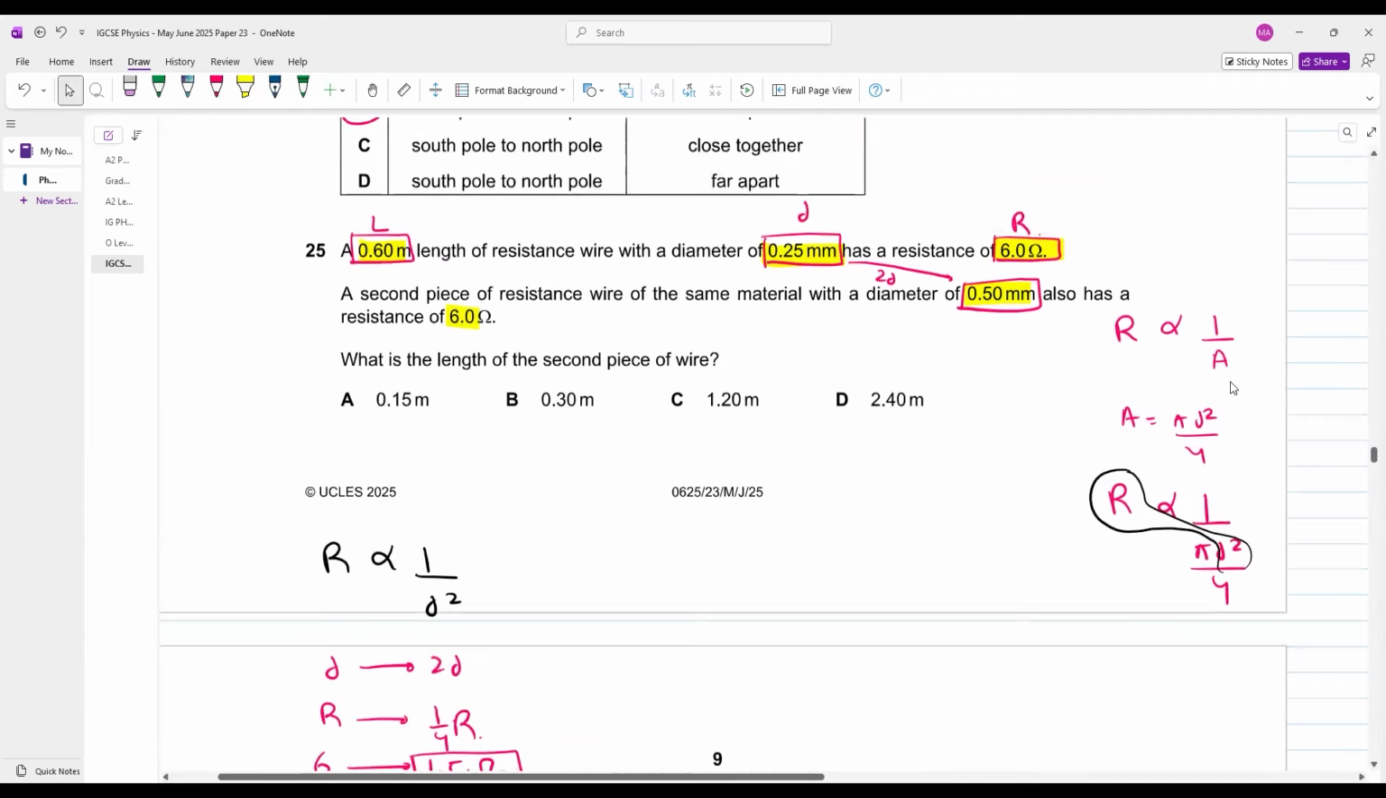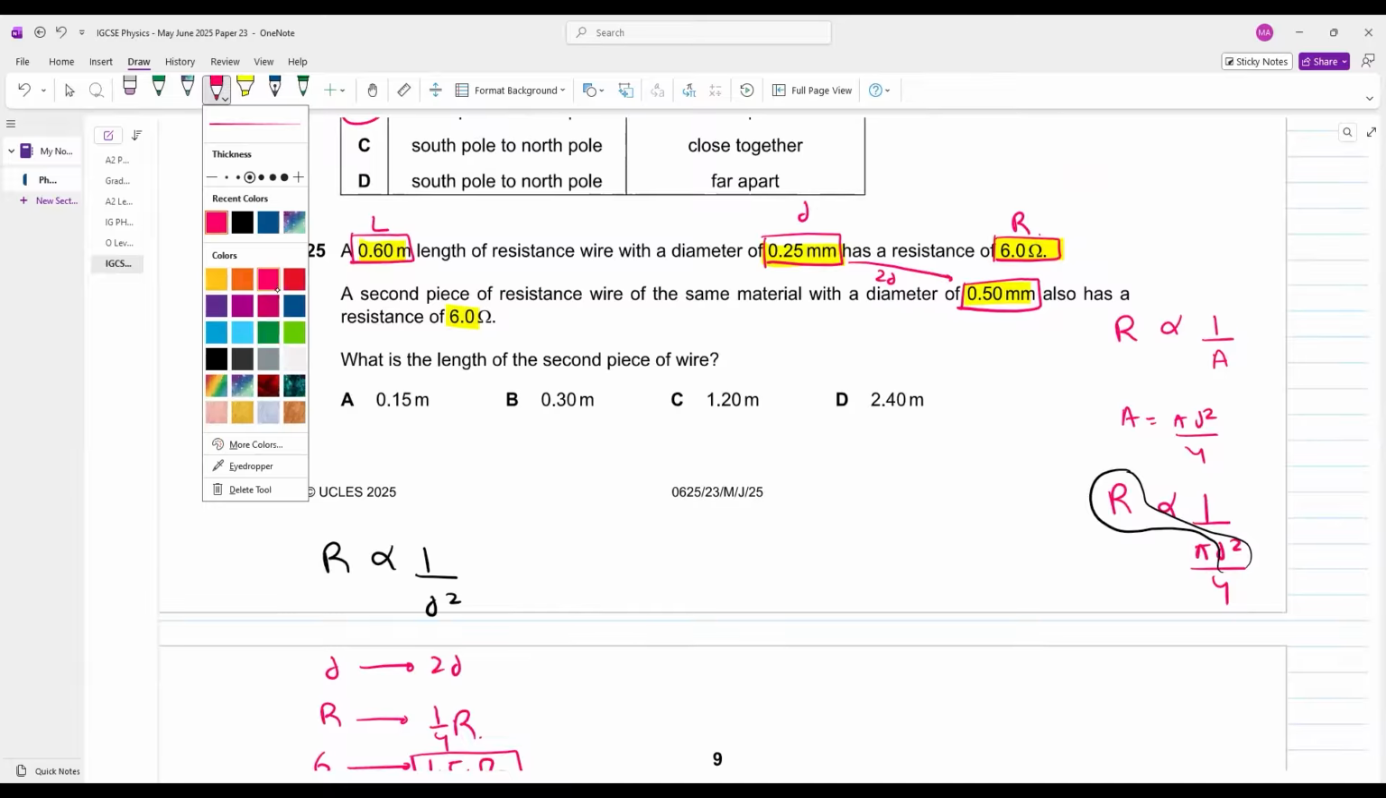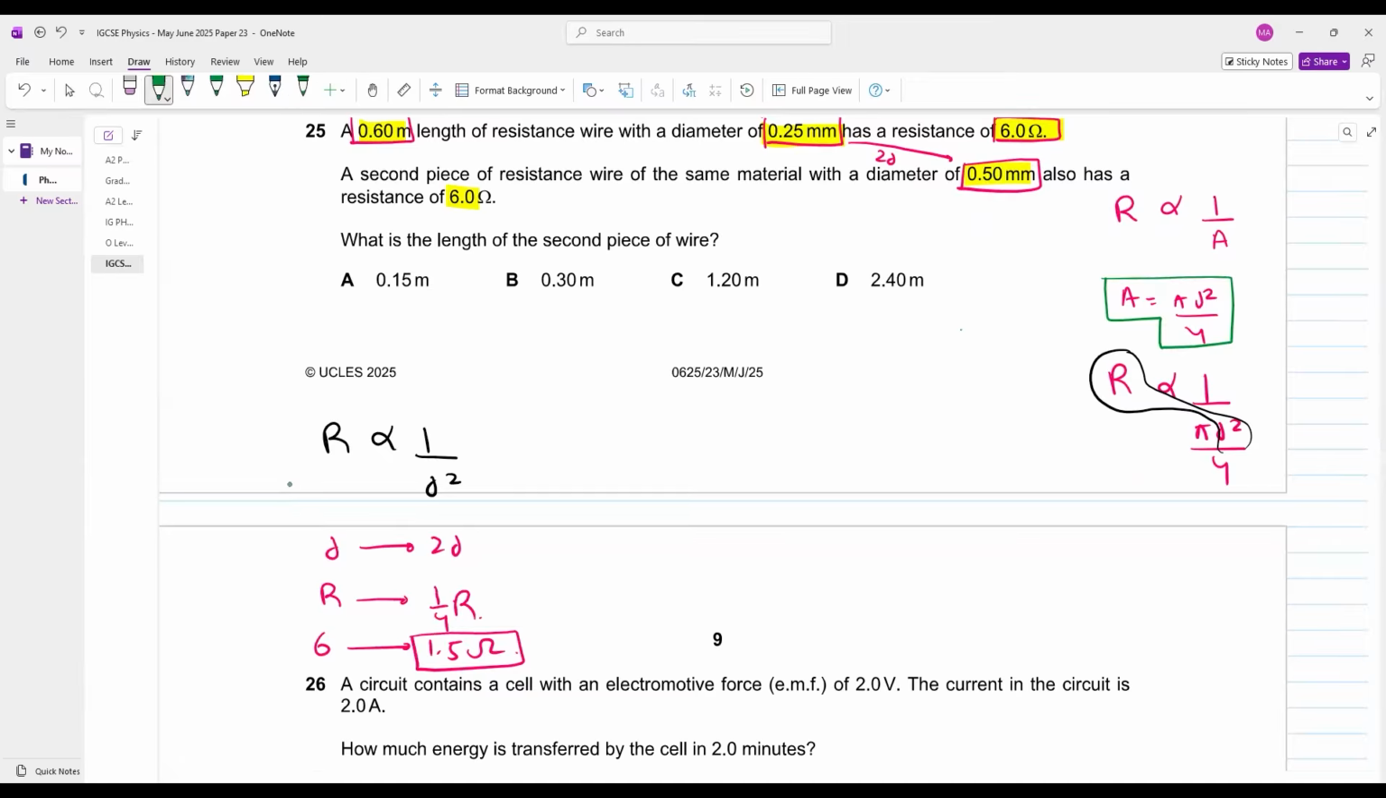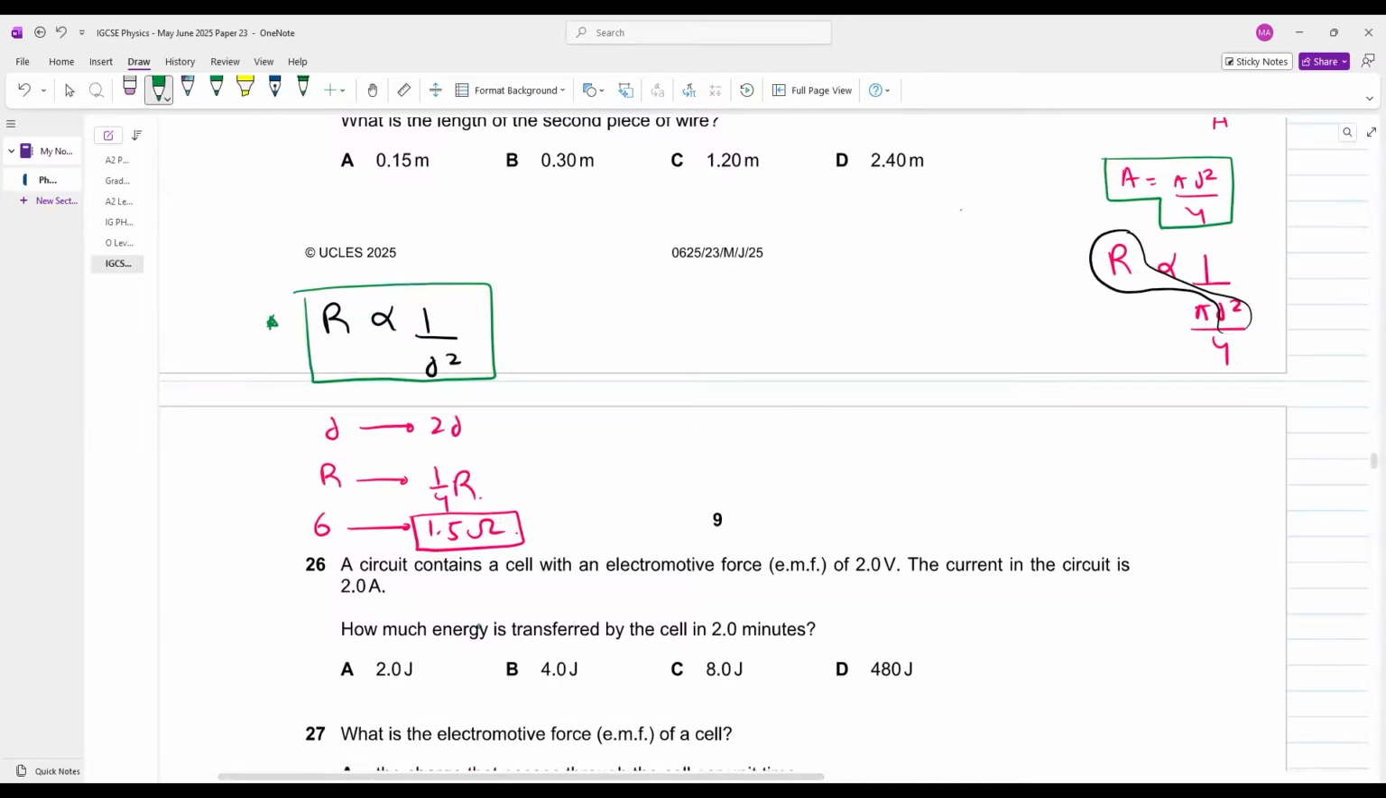देखो मैंने क्या किया यहाँ पे, I already knew that resistance is inversely proportional to area. Area का formula है pi d squared over 4. अब जब मैं यहाँ पे substitute करूंगा, मेरे पास एक और relationship आ जाएगा, resistance is inversely proportional to diameter squared. You must remember this if you want to get an A star in IT physics. इसका मतलब सिंपल सा ये हुआ कि अगर आपका diameter double हो रहा है, d से 2d जा रहा है, your resistance will decrease by a factor of 4. Resistance 6 से 1.5 ohms हो जाएगी.